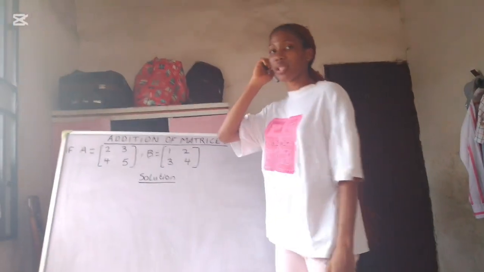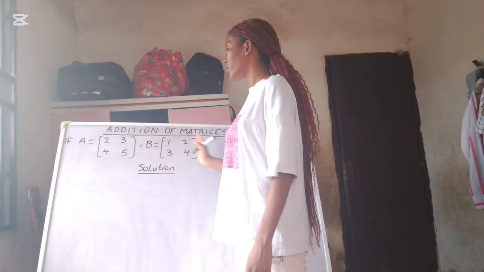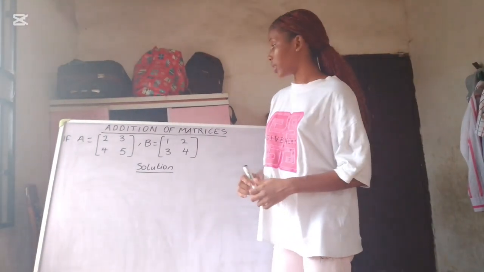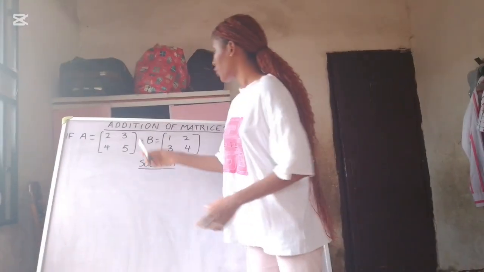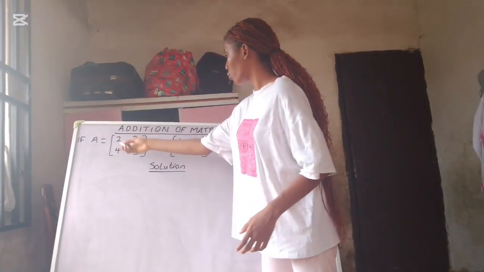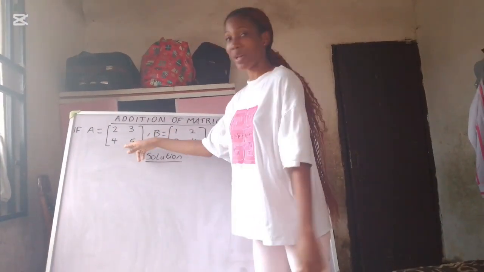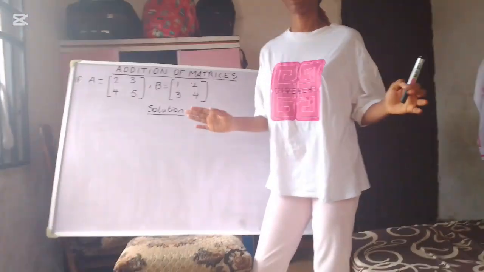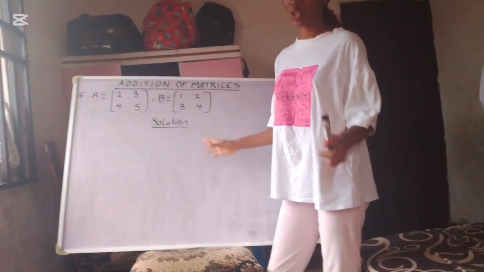So let's start with this example. We are given two matrices, A as this and B as this. As you can see, they are of the same order. In matrix A, we have 2 rows and 2 columns. It's 2 by 2. And our matrix B is also 2 by 2. So it is safe to add these two matrices.